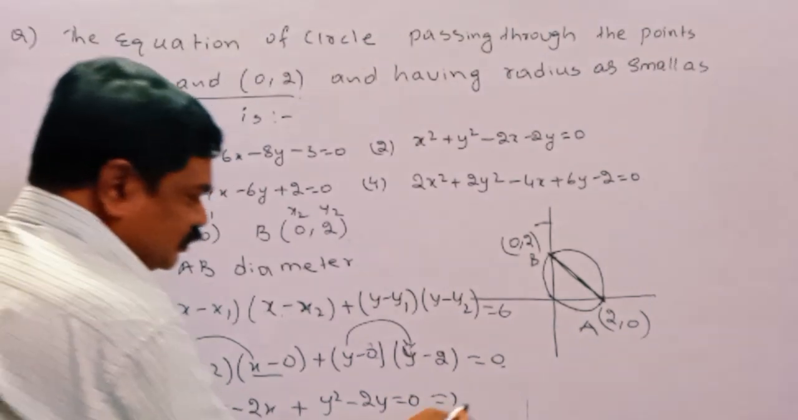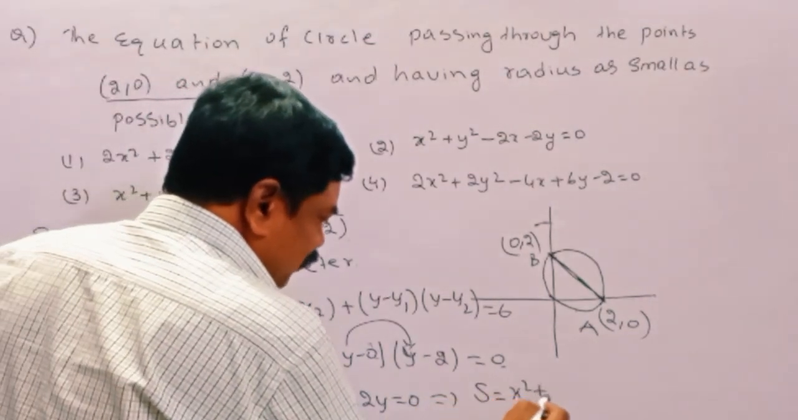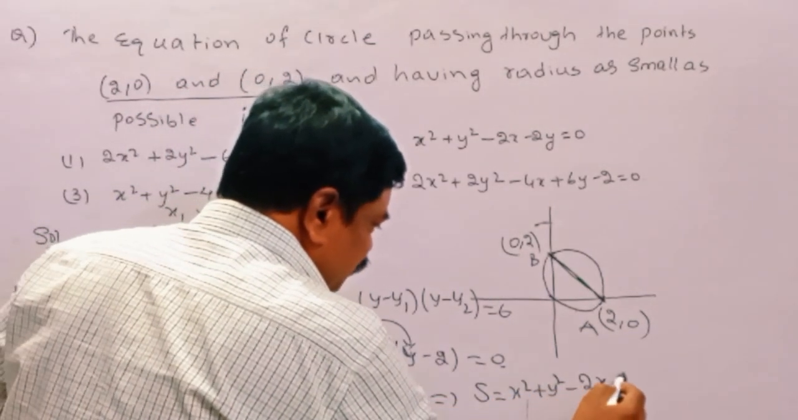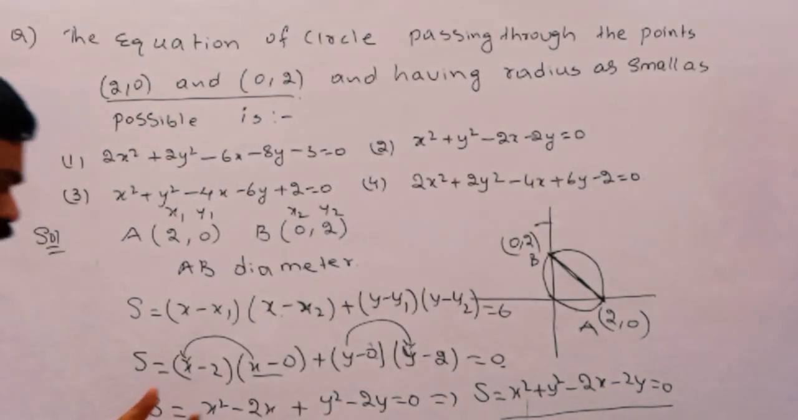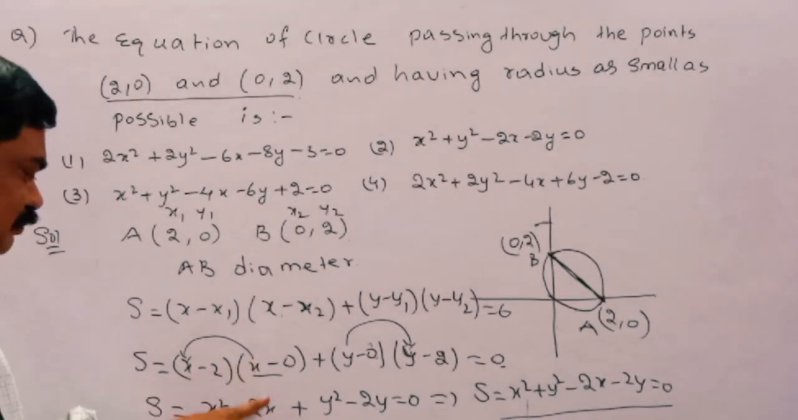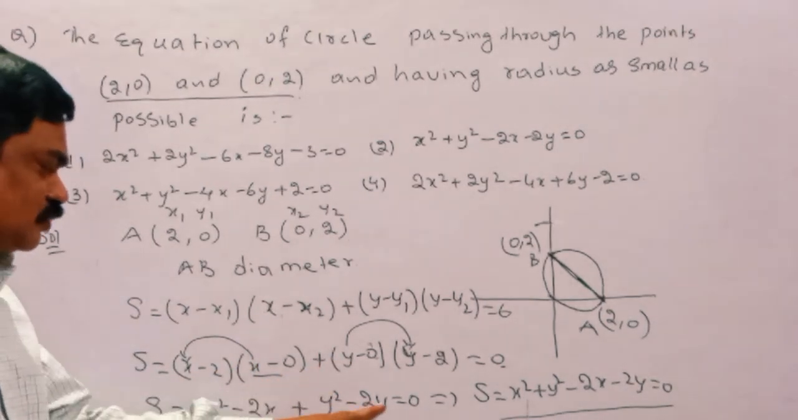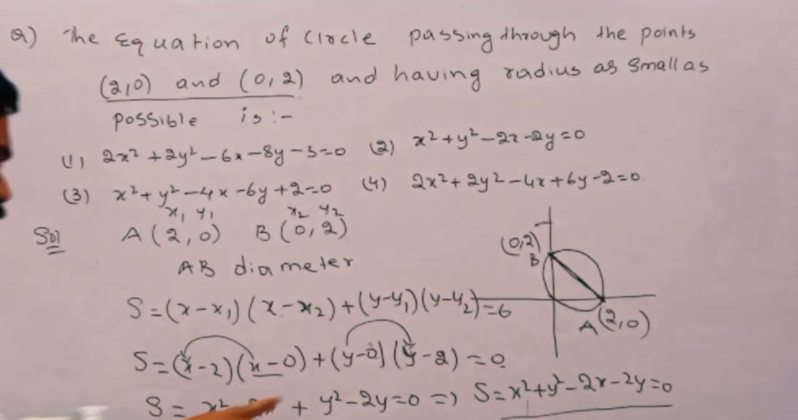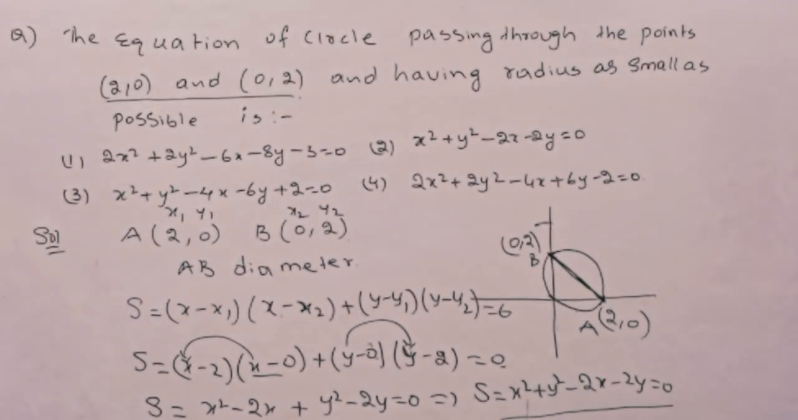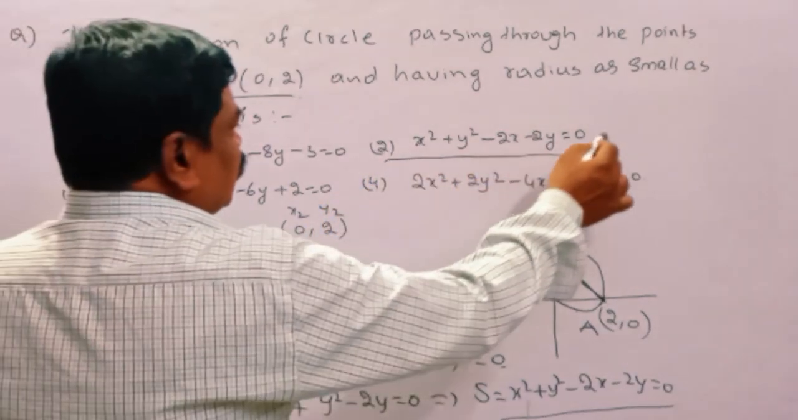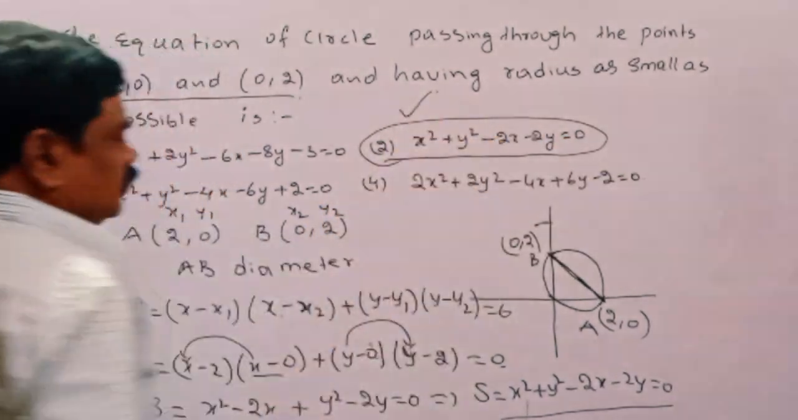Then the circle equation is S equal to x square plus y square minus 2x minus 2y equal to 0. Okay, all of you. So x square plus y square minus 2x minus 2y equal to 0 is the required circle equation. And by observing these options, option 2 is the correct answer. Okay, all of you, that's all.